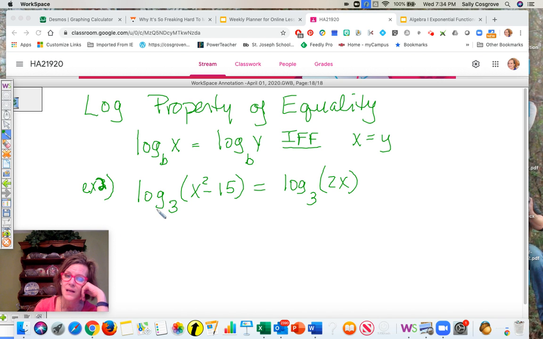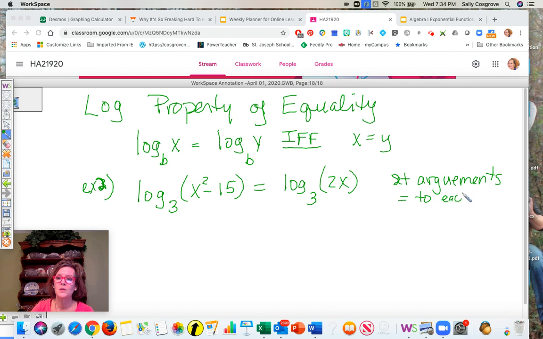So what does that mean I can do? If I have 2 logs, they're both in the same base and they are equal to each other. There's not other stuff going on. All I have is log of this equals log of that in the same base. Don't have other stuff happening. Just 2 logs equal to each other. If that is the case and they're in the same base, this property says I can set the arguments equal to each other. And so that's what we're going to do. Let's set the arguments equal to each other.